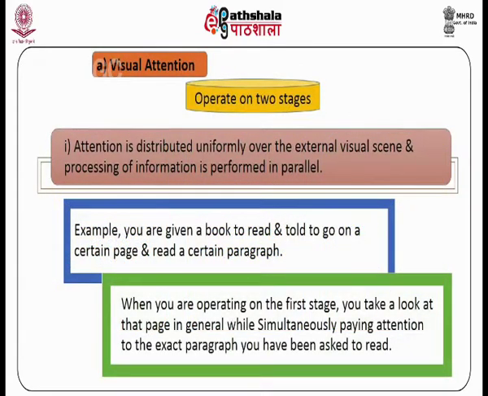Visual attention. Generally speaking, visual attention is thought to operate on a two-stage process. In the first stage, attention is distributed uniformly over the external visual scene and processing of information is performed in parallel. For example, you are given a book and told to go to a certain page and read a certain paragraph. When you are operating on the first stage, you take a look at that page in general while parallelly paying attention to the exact paragraph you have been asked to read.